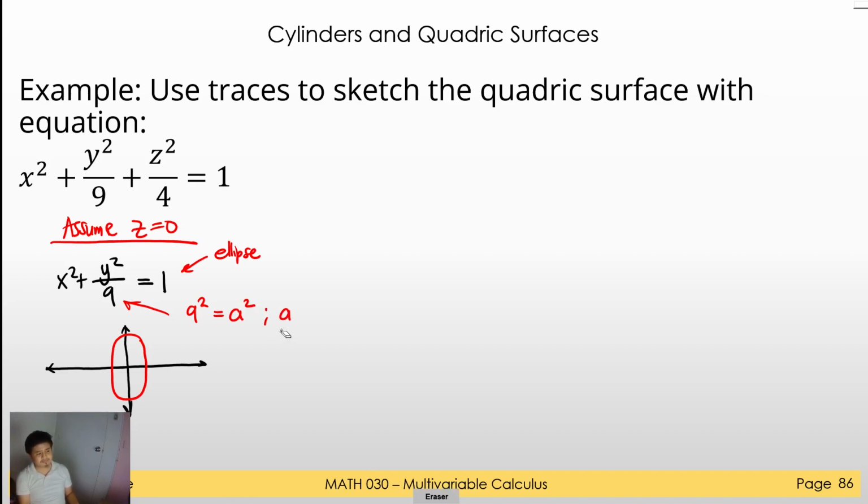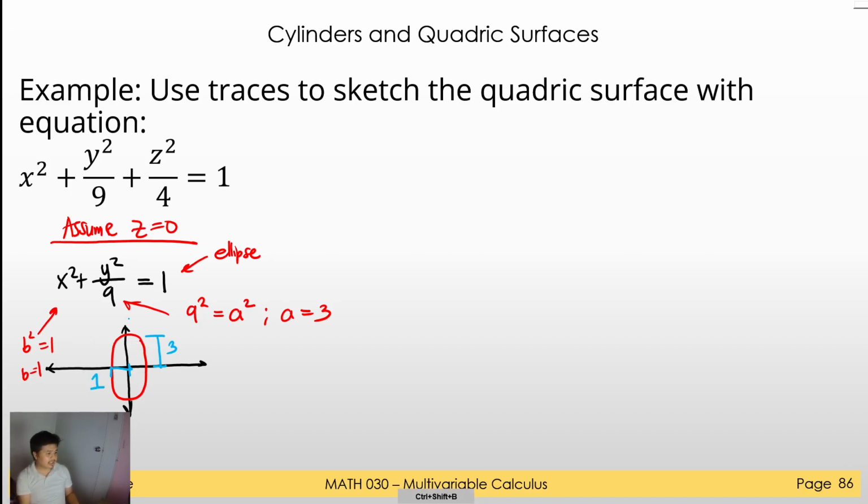So a is equal to 3. Basically, the length of this is 3. And then for this one, we know that b squared is equal to 1. So therefore, b is equal to 1. So therefore, this length right here is equal to 1.